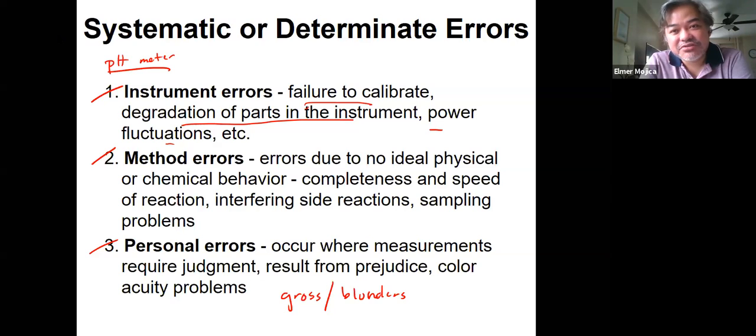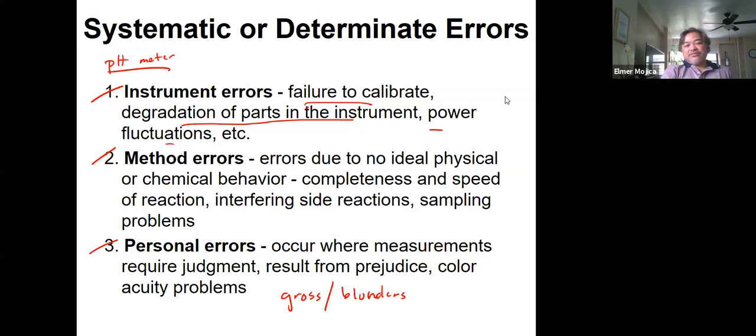So what do you need to do there? You have to have consistency. You have to make sure that if you swirl it at a certain speed, the other run will also have the same speed. So you might swirl it like this, and one of you will swirl it like that. So there is already a method error there. Okay.